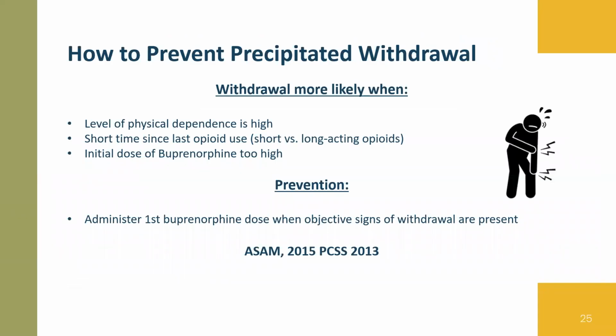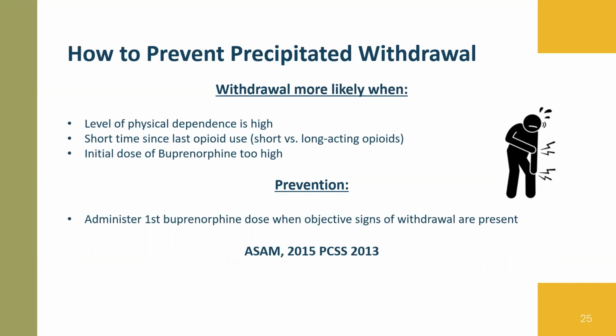When giving patients an 8 milligram dose of the medication, we have not seen a high rate of precipitated withdrawal occur. But we do know withdrawal is more likely to occur when there is a level of physical dependence that is high, or there has been a short time since the patient's last opiate use, or if that initial dose of the medication is too high. So again, that's why we do the clinical opiate withdrawal scale to make sure they are far enough into withdrawal that we might prevent precipitated withdrawal. And we look at that exclusion criteria and cautionary criteria.